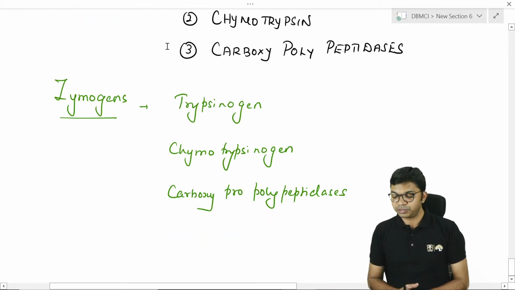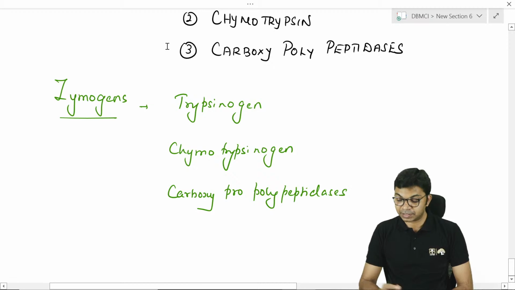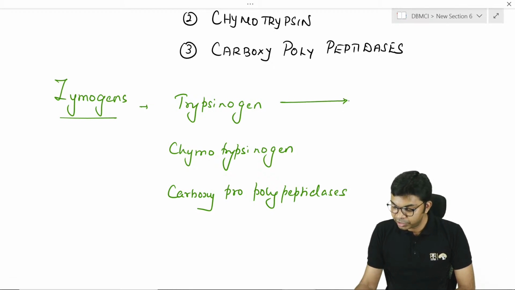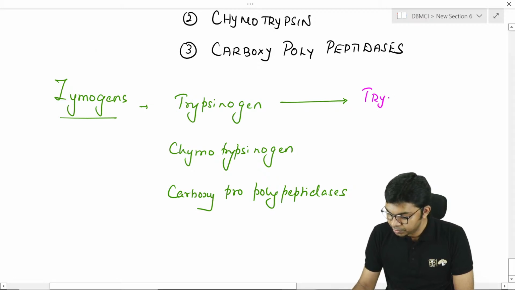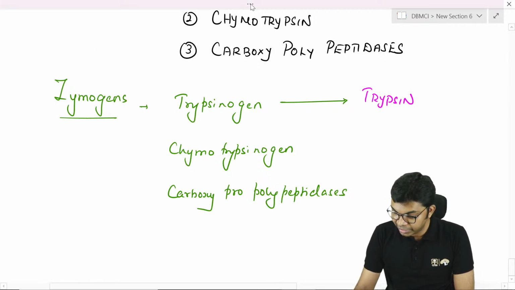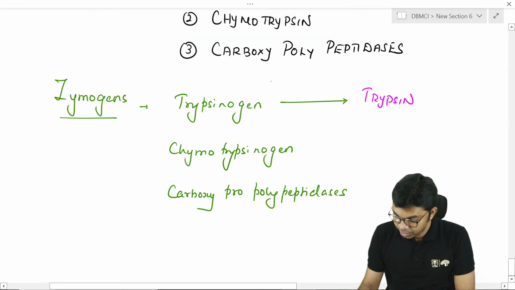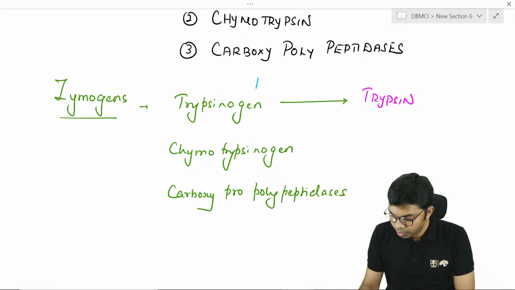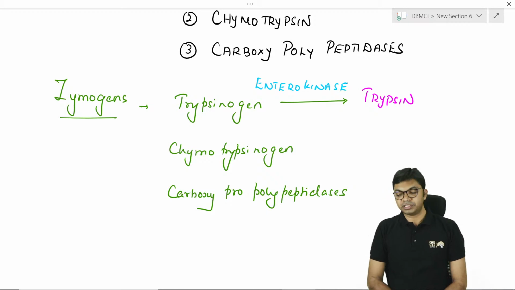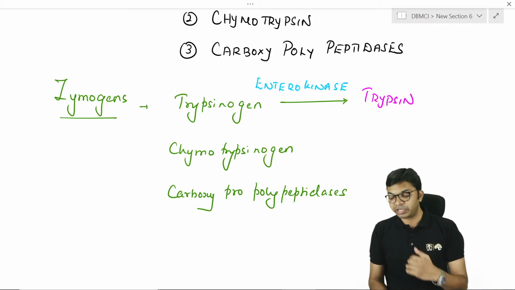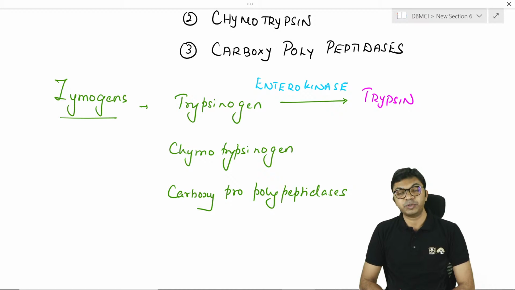Trypsinogen, chymotrypsinogen, carboxy polypeptidases. Trypsinogen will get converted to trypsin. It gets activated to trypsin in the presence of an enzyme called enterokinase, which is produced by brush border cells of intestines. Intestinal enterocytes produce an enzyme called enterokinase, which activates trypsinogen into trypsin.